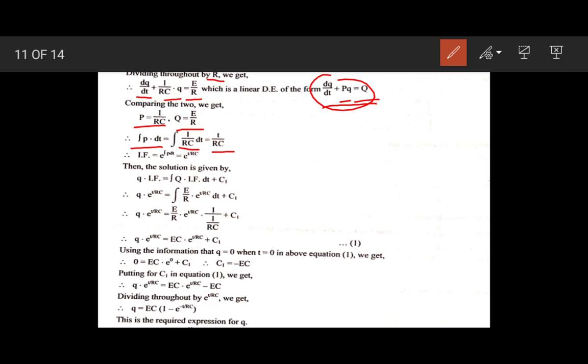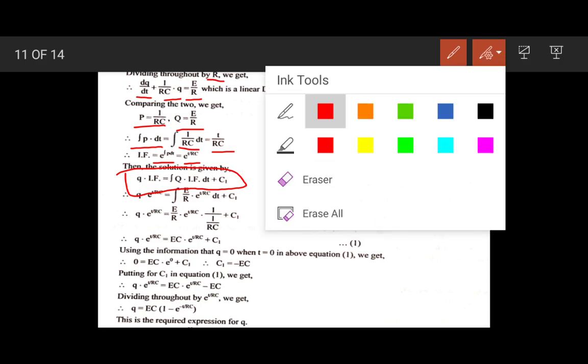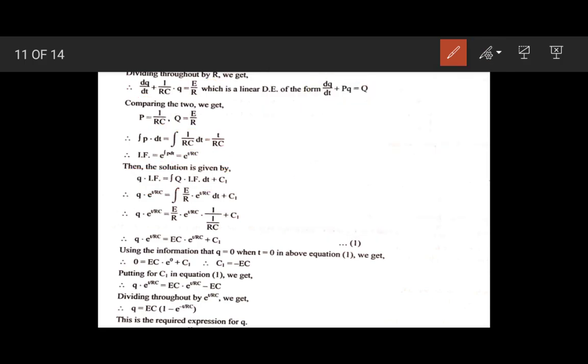So now the integrating factor is e raised to integral of P dt, that is e raised to T upon RC. Then for the solution of the linear differential equation we have the formula: Q into integrating factor is equal to integral of Q into integrating factor dt plus C. Now let us substitute the values. The integrating factor is e raised to T upon RC, and here also the integrating factor will be e raised to T upon RC.